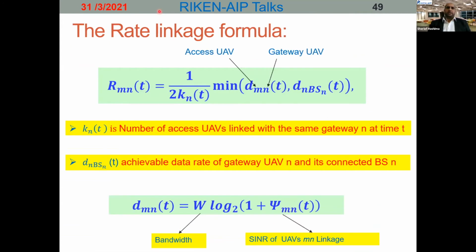Now the reward is the overall sum rate, which is the minimum between the rate of M and N, or the rate between the gateway UAV and the connected base station N. The rate is the bandwidth times log base 2 of 1 plus the signal to noise ratio.